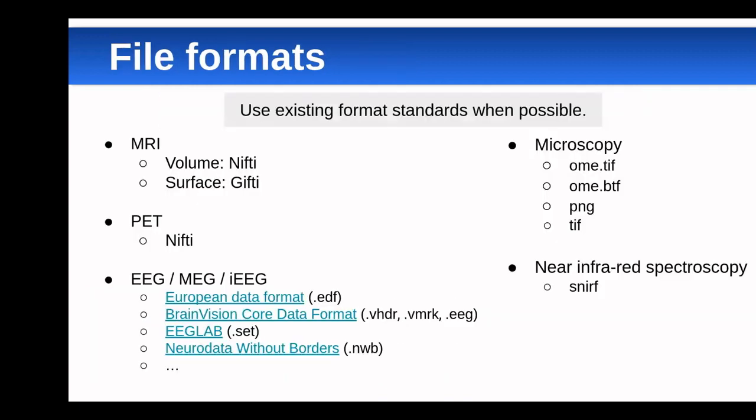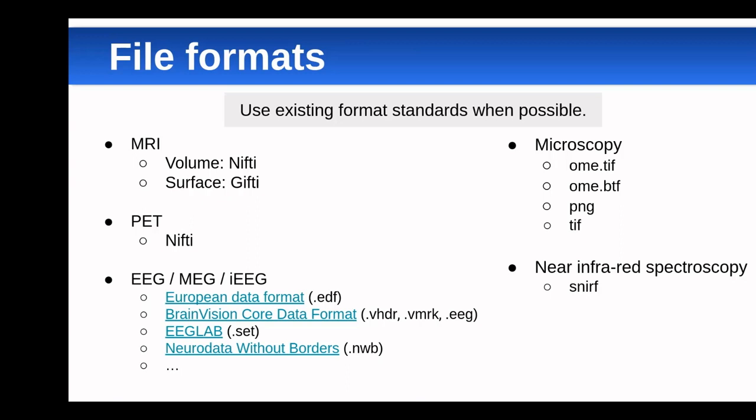Okay, so that was the file names, and now about file formats. I was saying that in general, the rule is to try to use standard formats that are interoperable. In the case of BIDS, these are the formats that we tend to use for the different data types or modalities. So for MRI, we use NIfTI files. For surface data, we use GIFTI. PET also uses NIfTI. EEG, MEG, and intracranial EEG have a whole plethora of formats they support.